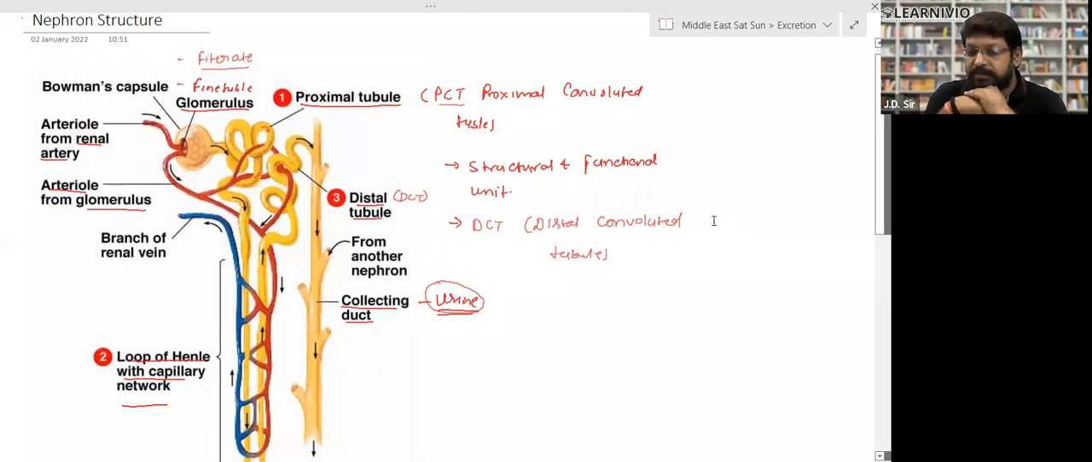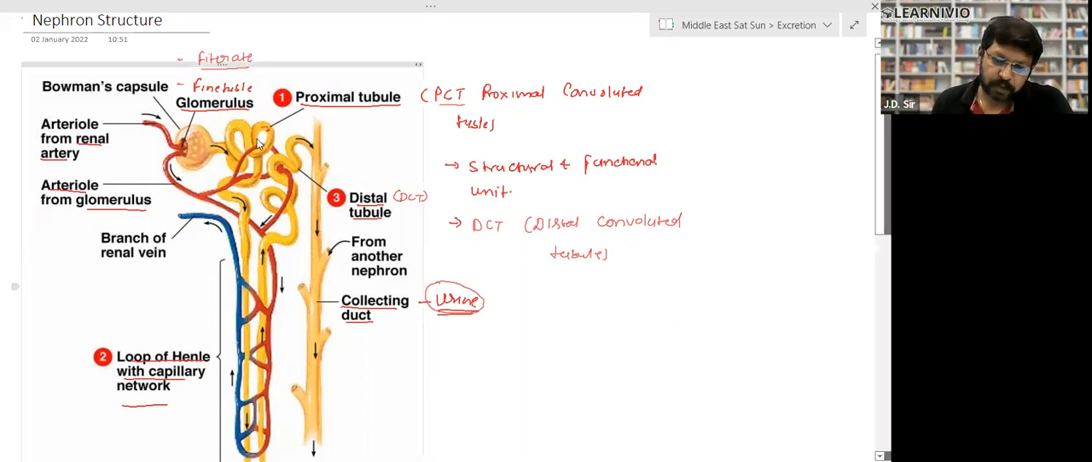every kidney is made up of approximately 11 lakhs to 13 lakh nephrons. One kidney is made up of 11 to 13 lakh nephrons, right? Now you can imagine.